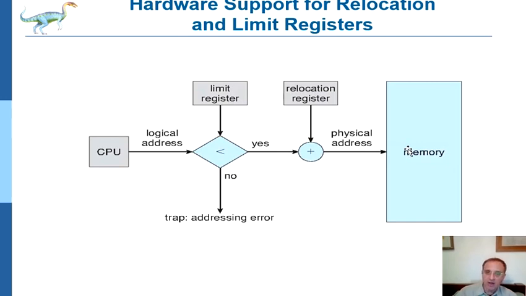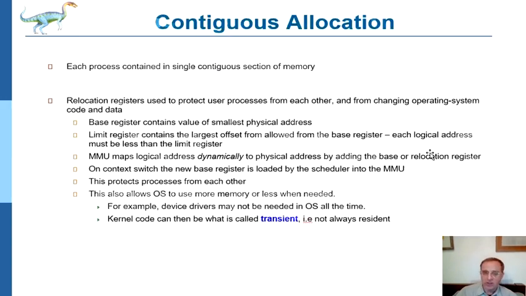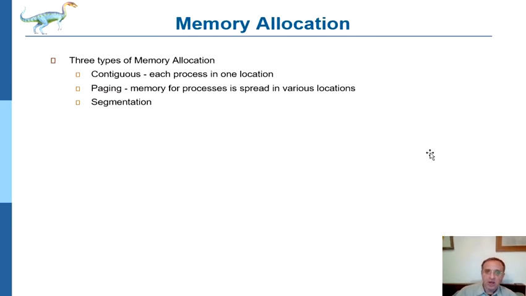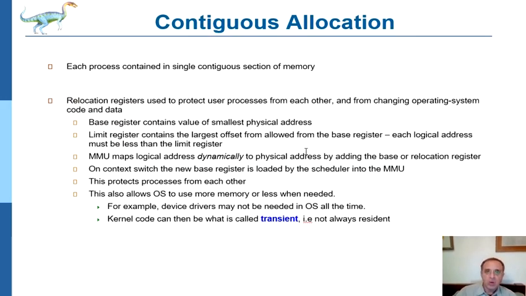That's the idea of how to locate a memory location, how to translate from the way the computer perceives it to the actual physical location. Okay, so far so good. And that's what's written here. We use relocation registers to protect user processes from each other and from changing operating system code and data, right?